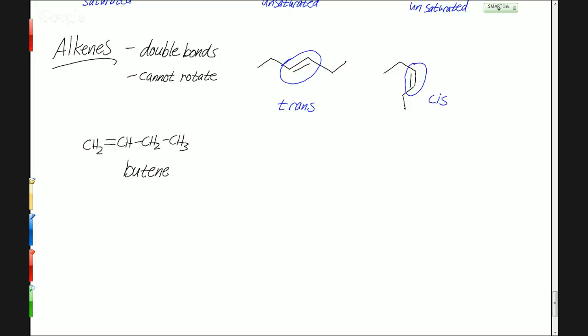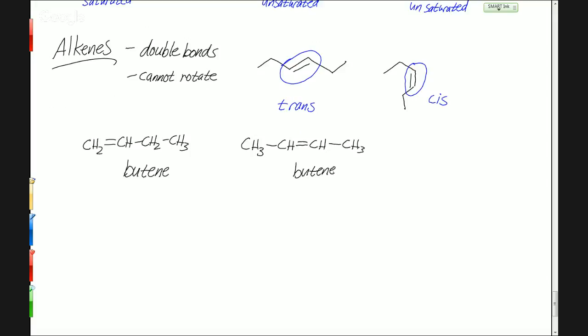And then there's one other issue we have to deal with, and that's the fact that butene actually is not quite a general enough term, because this molecule also has 4 carbons and a double bond. And so this one would also be a butene. Which means we have to be a little bit more specific.